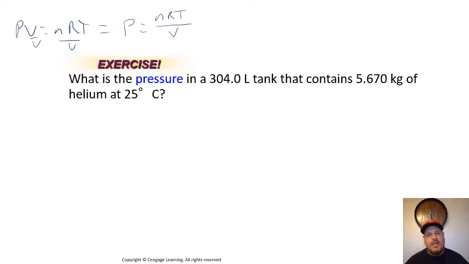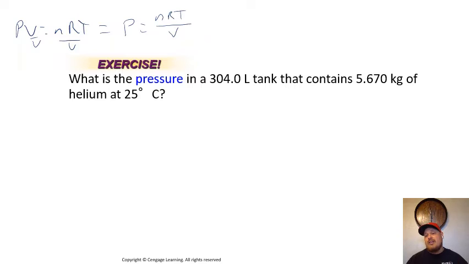Now we're going to look at the problem and see what we've got. Do they give us temperature? Yes, they tell us it's 25 degrees Celsius. We have to convert that to Kelvin. Do they give us the volume? Yes, it's 304.0. Do they have to give us the universal gas constant? No, because we know what it is. It's 0.08206.